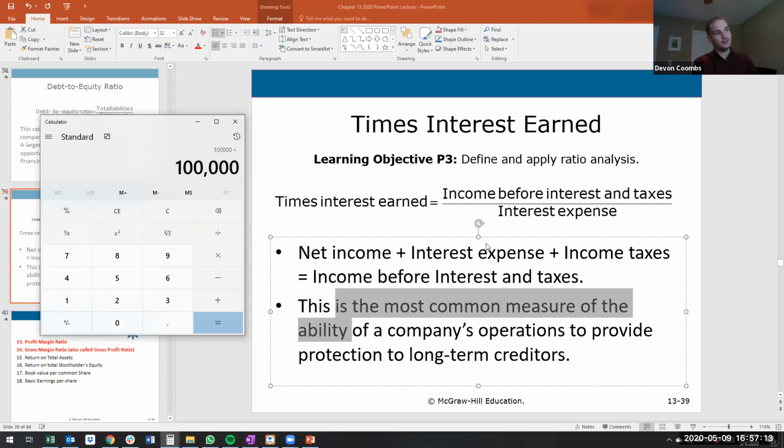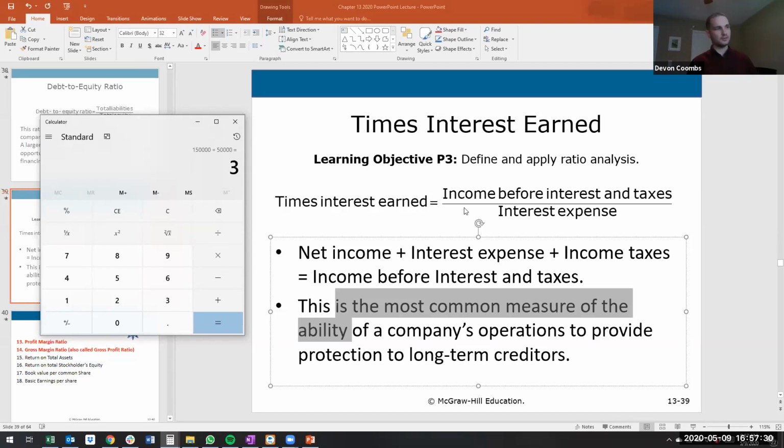You'd add back in your interest expense, divide it by the 50,000. And so that's how I'd get my 100. I'd get a 3 times interest earned. So it means every year I make 3 times what my interest cost me, or my interest expense was.